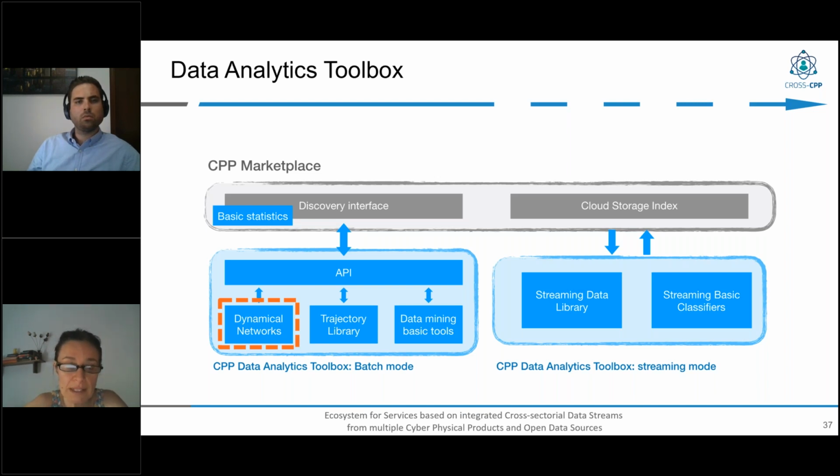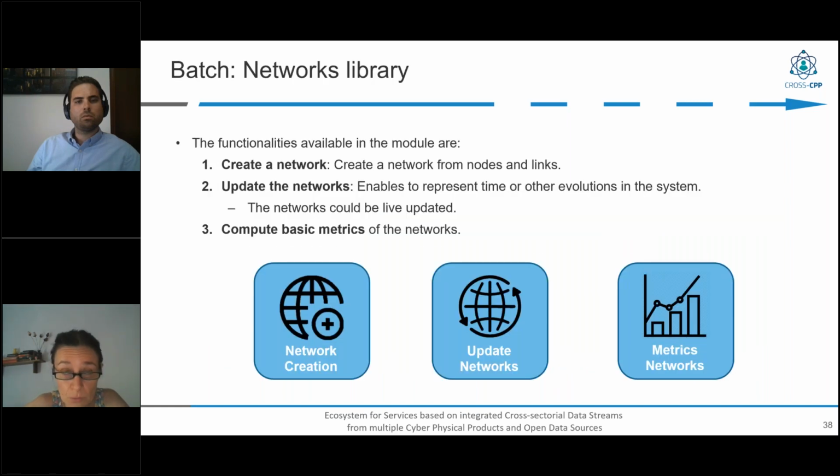And in this one, the functionalities that we are going to be able to have here are, first of all, we can create the network. So this is the first functionality that we have in the data marketplace: given certain data requests, we can create a network. Then we can update the network, and then we can have metrics on the network. Okay, so this is very interesting to find this network of vehicles, for example. Because this is in streaming mode, we can see how this network is being updated, and then we can calculate the metrics on the network.